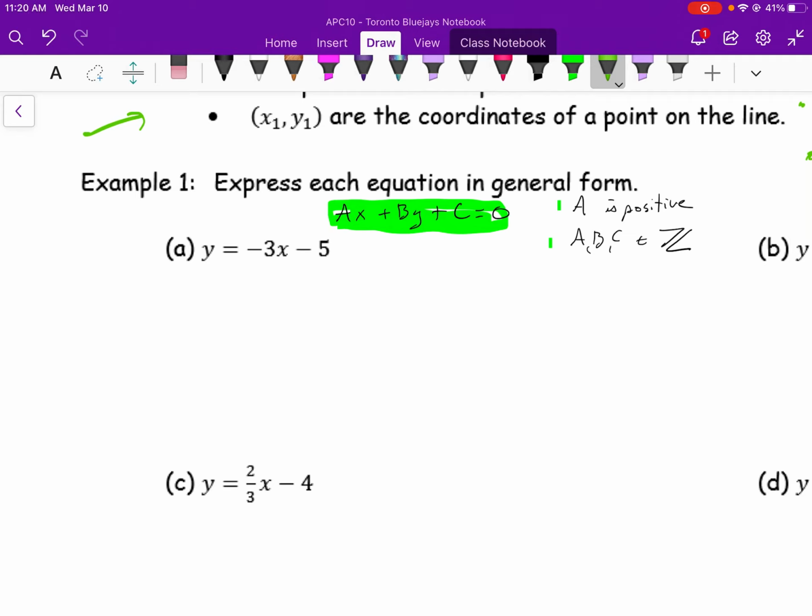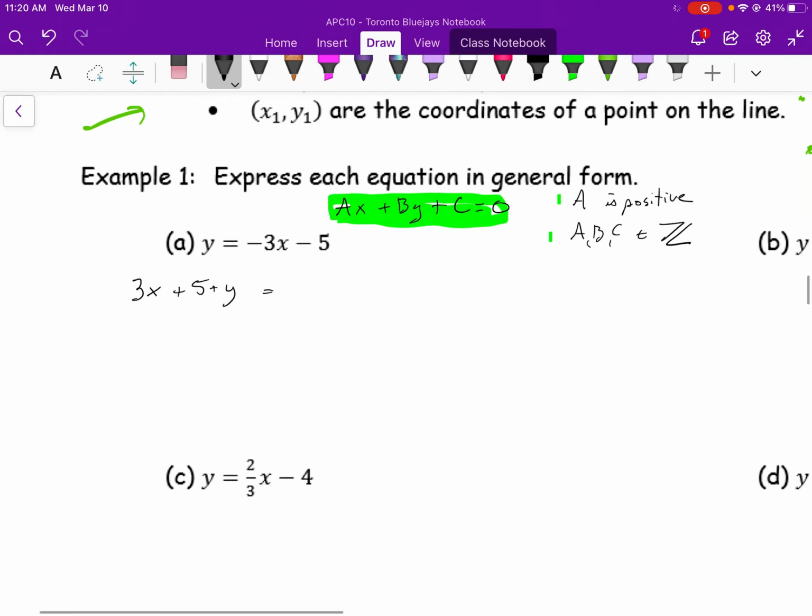All right, the first thing that I'm going to do is force one side to be equal to 0. I take a look at this right-hand side, and I'm going to add 3x to both sides, and that would take care of that minus 3x. And I would add 5 to both sides. Allow me to do that over again.